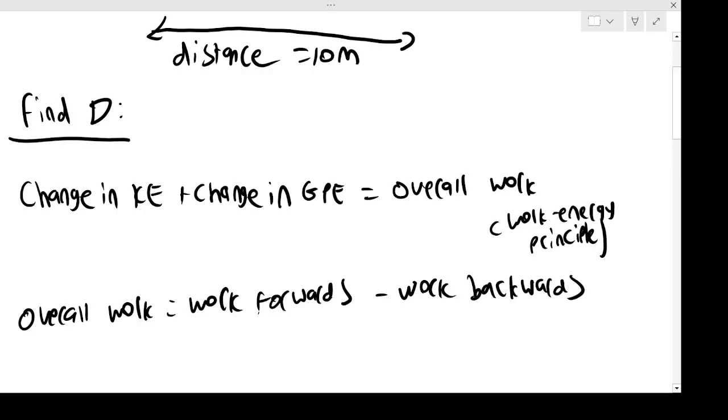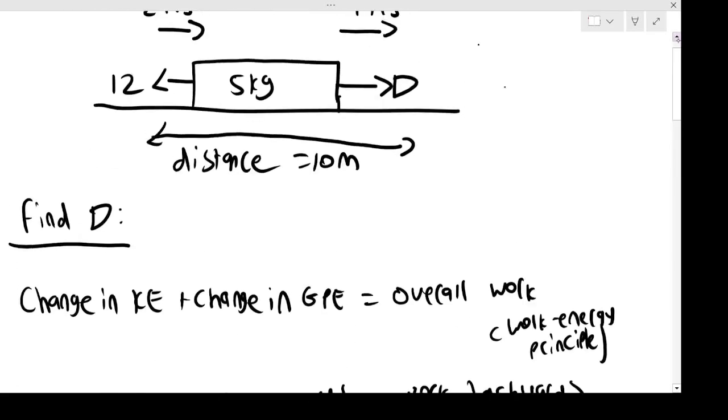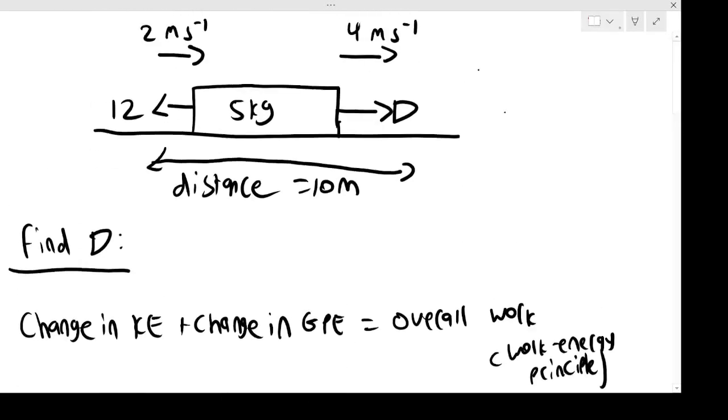So what that means is the overall work is sort of like a tug of war. It's the difference between the work done by the forward force, take away the work done by the backwards force. In this particular case, we're going to be looking at the work done by the driving force D, take away the work done by the force 12 here.